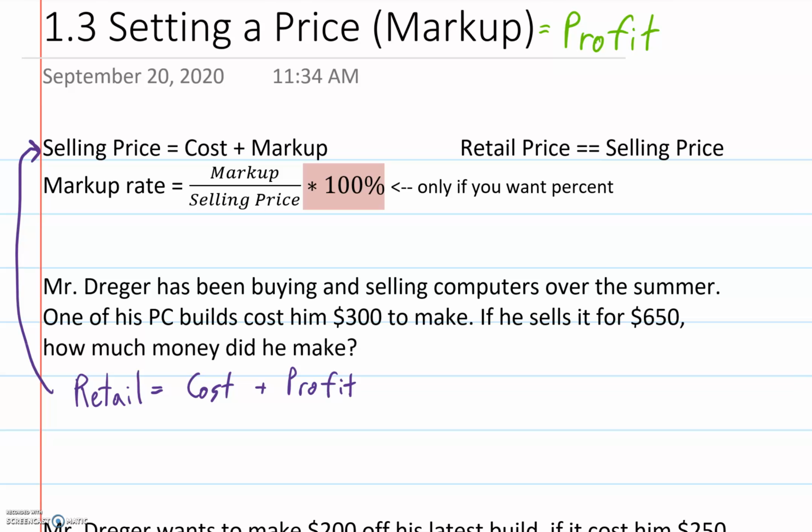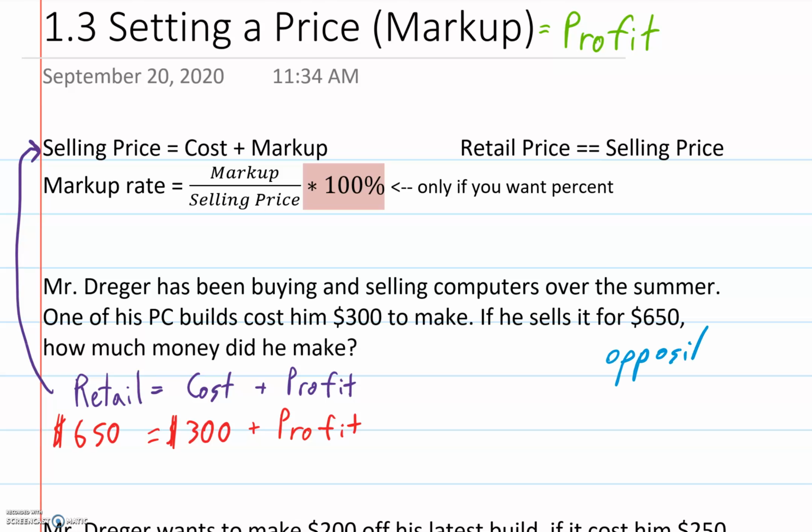Okay, so it cost him how much to make? Well, it cost him, being me, Mr. Drager, $300 to make, and I sold it. That means my retail price was $650. So what is my profit? Well, in this equation, it's not that straightforward, but it is if we remember opposite operators.